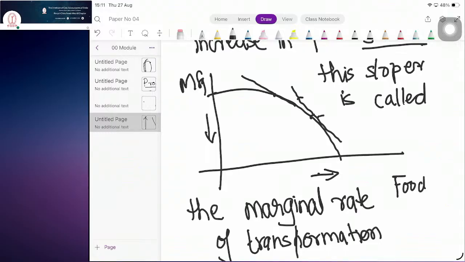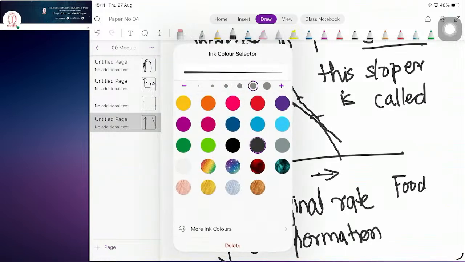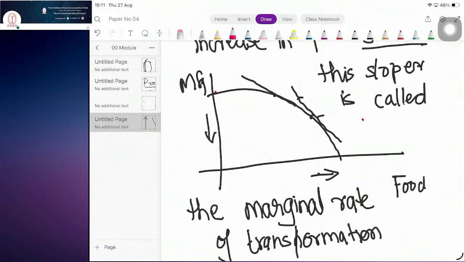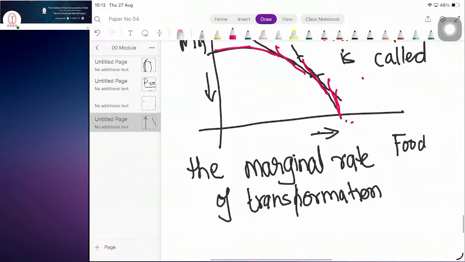In this diagram, you see this opportunity cost is changing. At first it is very gentle, then it starts increasing. Therefore it is called the marginal rate of transformation. Did you all get this? Understood? The slope of this curve is called the marginal rate of transformation.